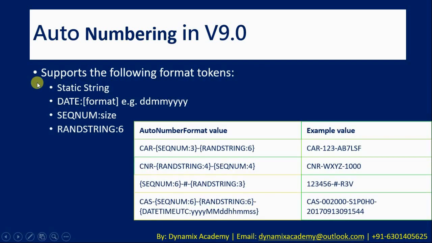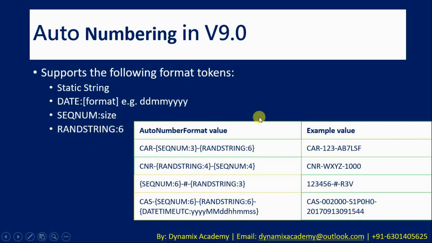You have to specify the auto number format, which accepts a static string, then date time in DDMMYY format or any format that you choose, and it also accepts a sequence number which will be the sequential number generated by SQL. So you do not have to worry about the auto increment feature, because this sequence number will be generated by SQL. You only have to focus on the length of that sequence number by defining the size, and you can also generate a random string and define the length of that random string.